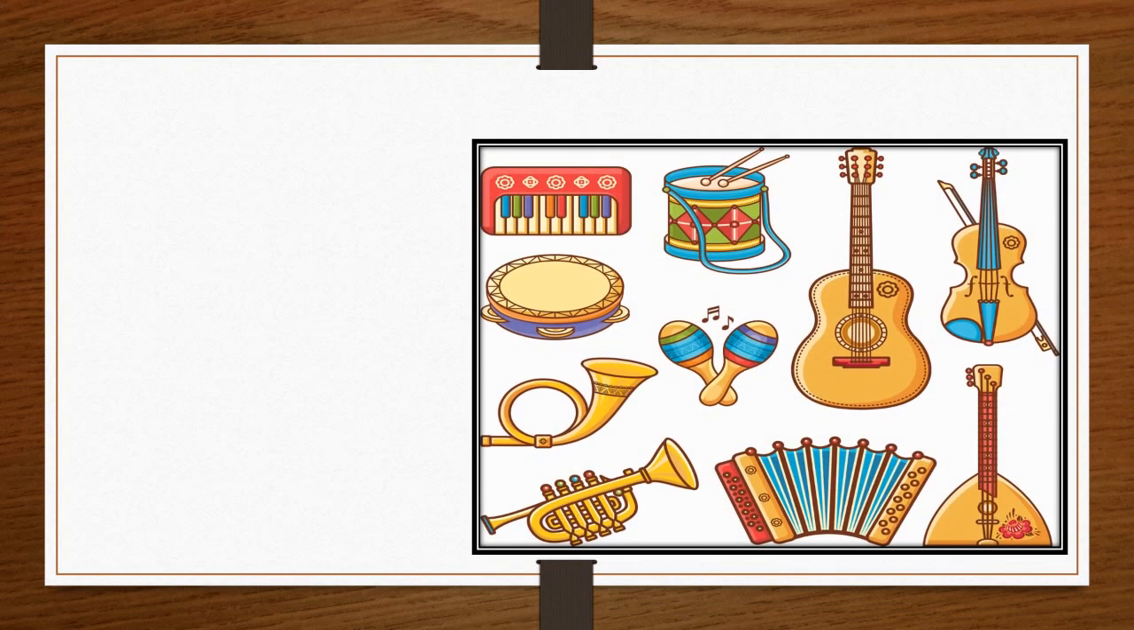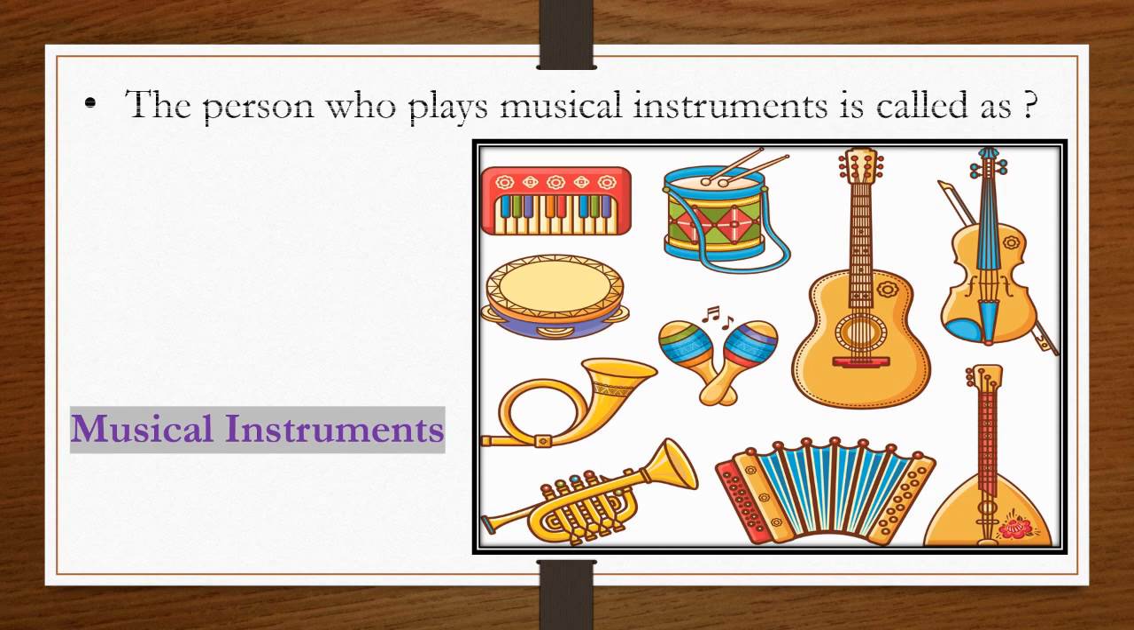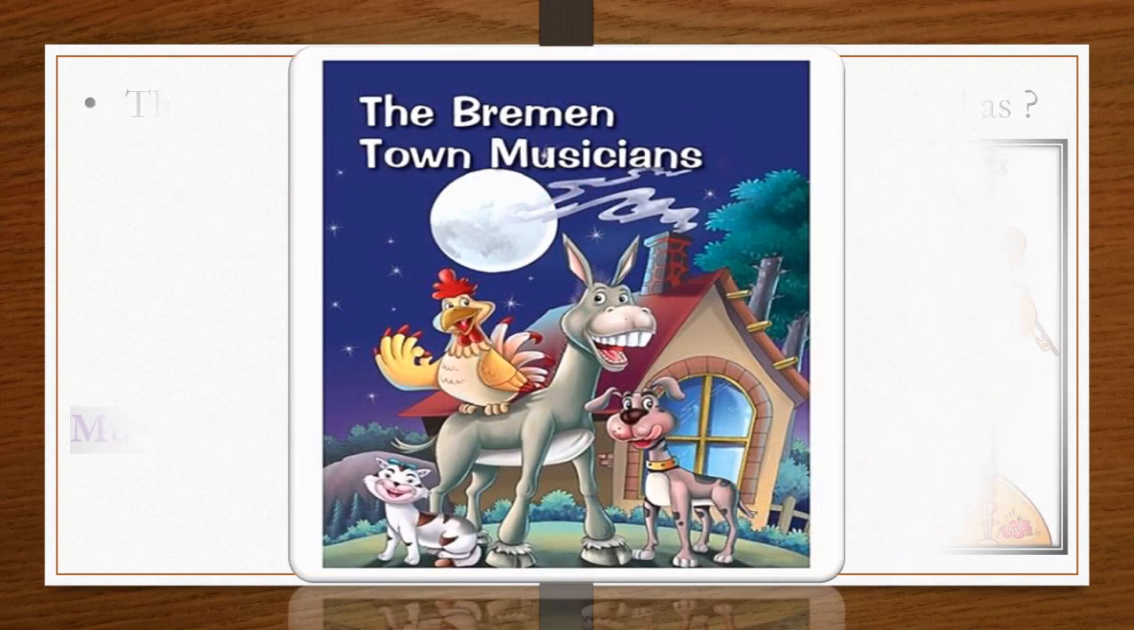Students, what do you see in this picture? Very good. They all are musical instruments. The person who plays musical instruments is called as? Very good. Musicians. So students, today we are going to learn an interesting chapter, the Bremen Town Musicians. So let's get started.